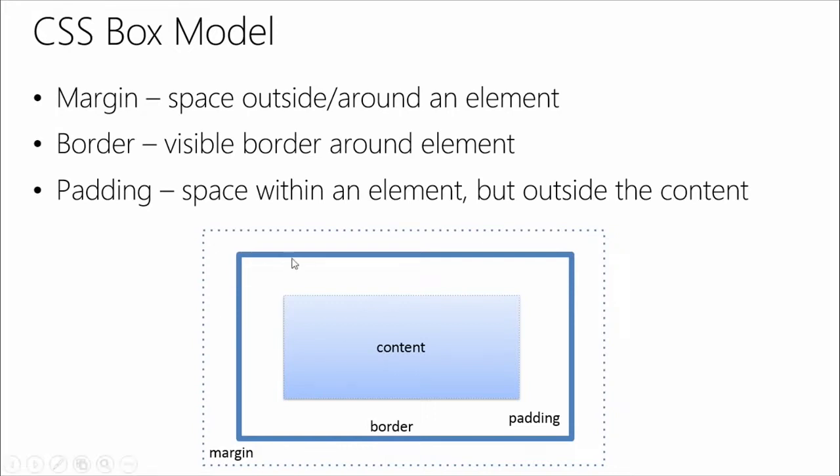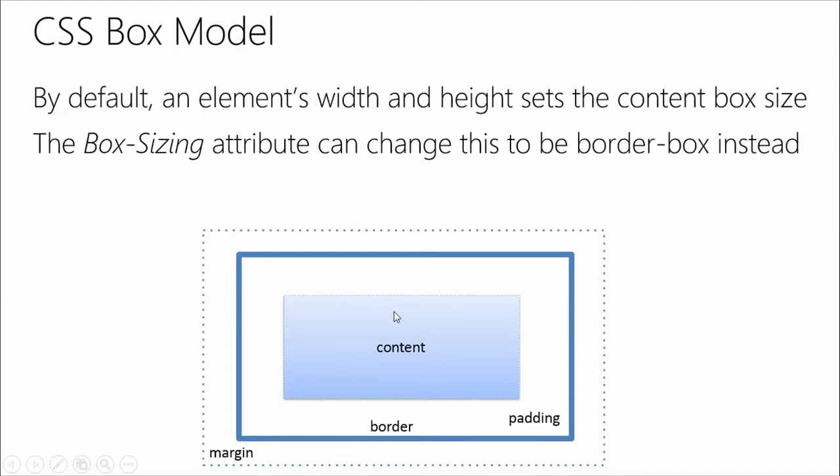Now, the margin is a space outside of an element. The border is the visible border around the element. And the padding is a space within the element, but outside of the actual content that you have inside of it.